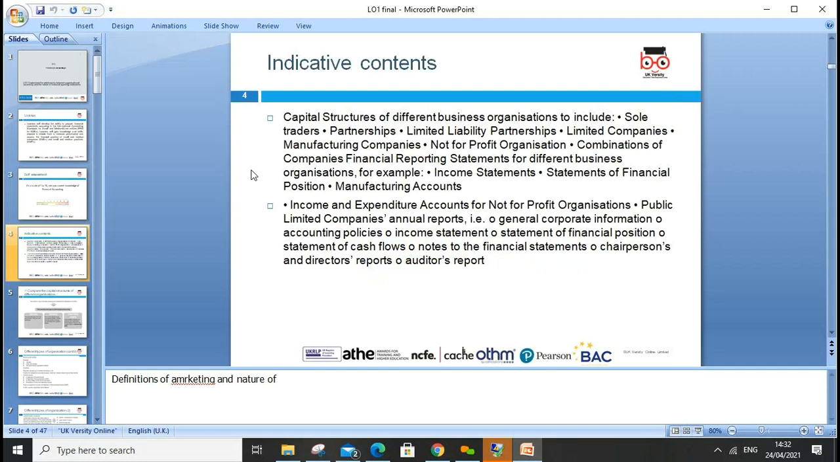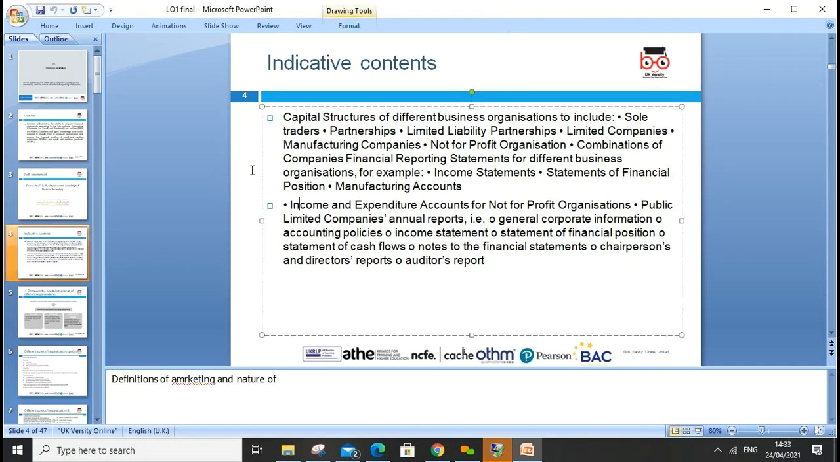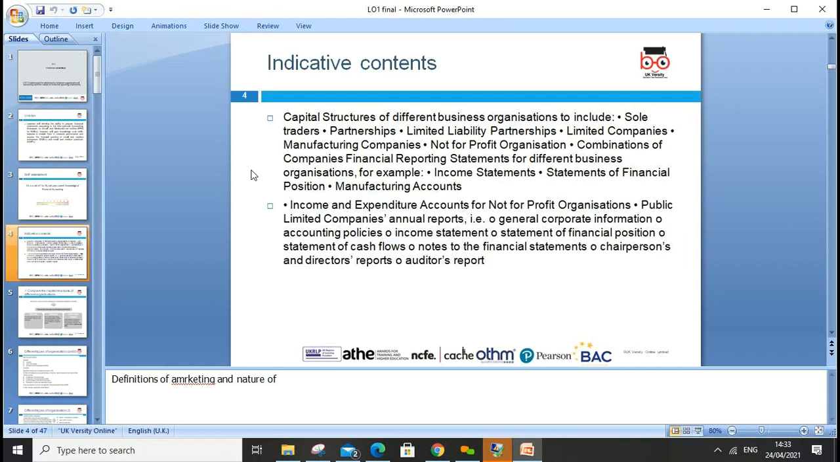So today is our key indicative content, what we're supposed to learn. We'll go through different business organizations: sole trader, partnership, limited companies, manufacturing company, not-for-profit organization, and different reports, and income and expenditures. We'll discuss all of these, and international accounting standards and manufacturing accounts.